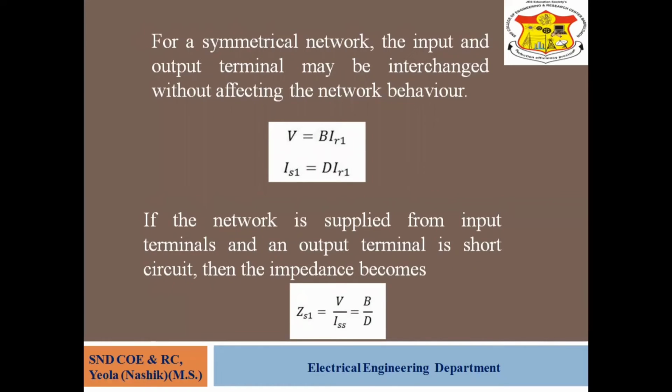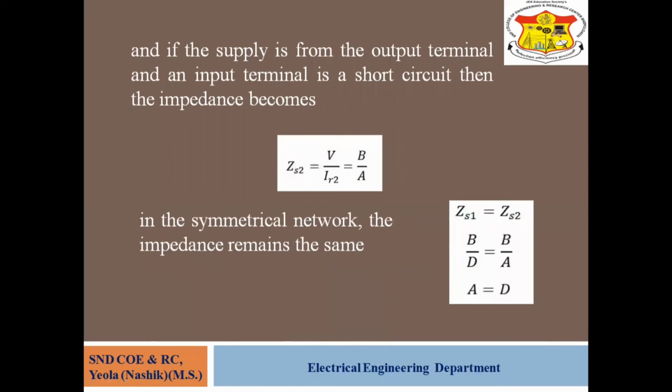Next, for a symmetrical network, the input and output terminals may be interchanged without affecting the network behavior. So voltage V is equal to B into IR1, and IS1 is equal to D into IR1. If the network is supplied from the input terminal and the output terminal is short circuited, then the impedance becomes ZS1, which is equal to V by IS1, which is B by D. And if the supply is from the output terminal and the input terminal is short circuited, then the impedance becomes ZS2, which is equal to V by IR2, which is B by A.